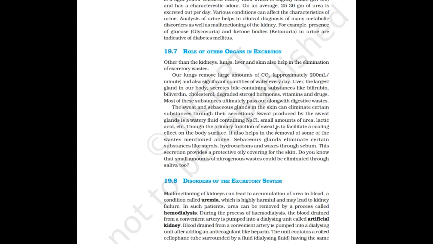Sebaceous glands eliminate certain substances like sterols, hydrocarbons, and waxes through sebum. This secretion provides a protective oily covering for the skin.